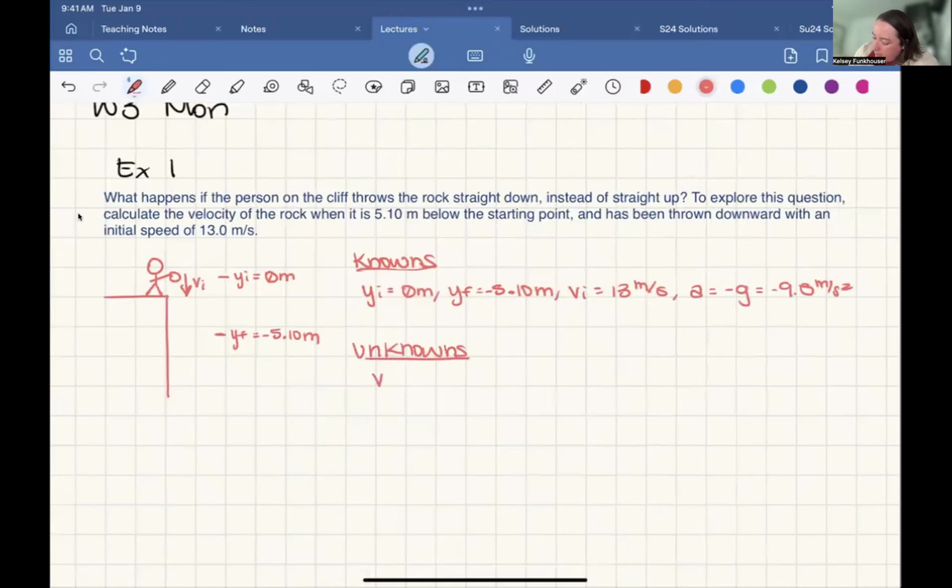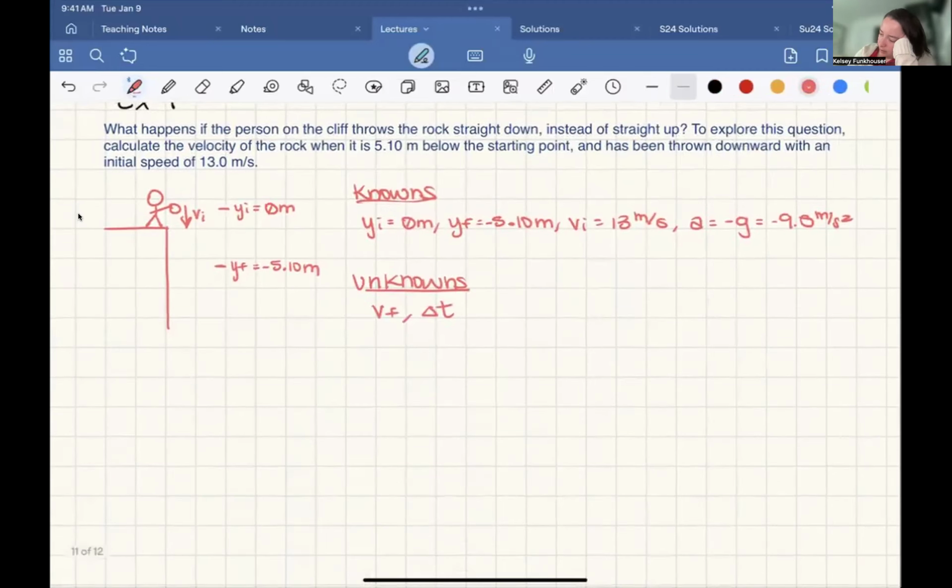We don't know the final velocity, which is what they asked for. We also don't know the time interval. They don't ask us for that, so we might not need it, but we should write it down anyway, just in case. Okay, cool. So now let's look at the kinematics equations.